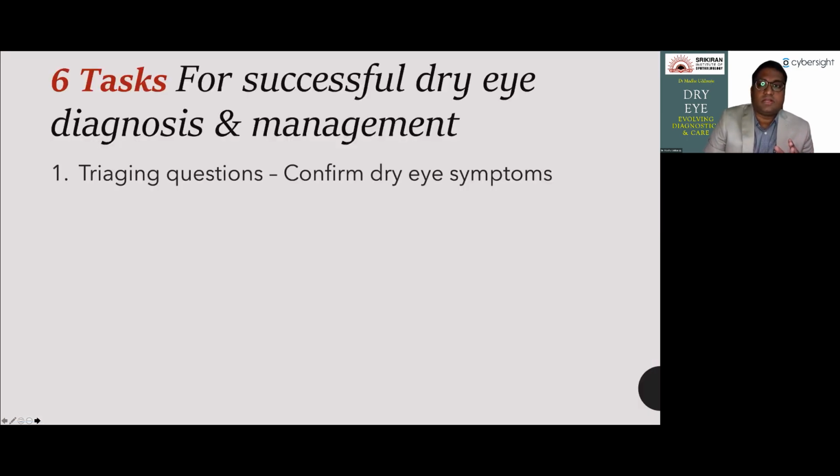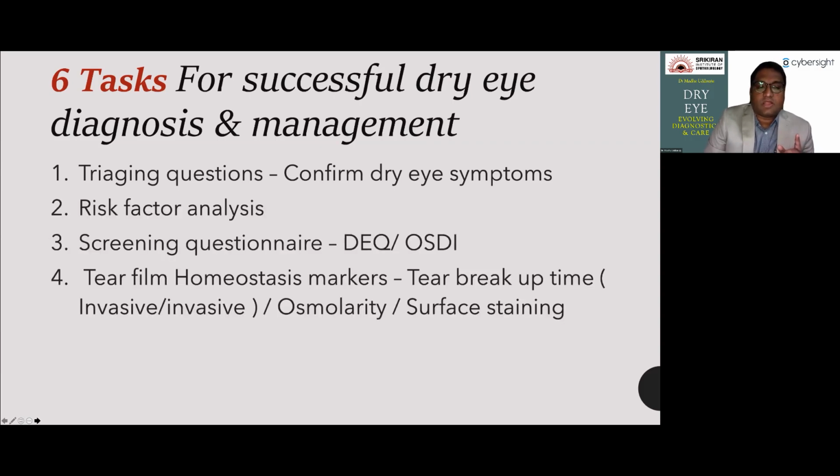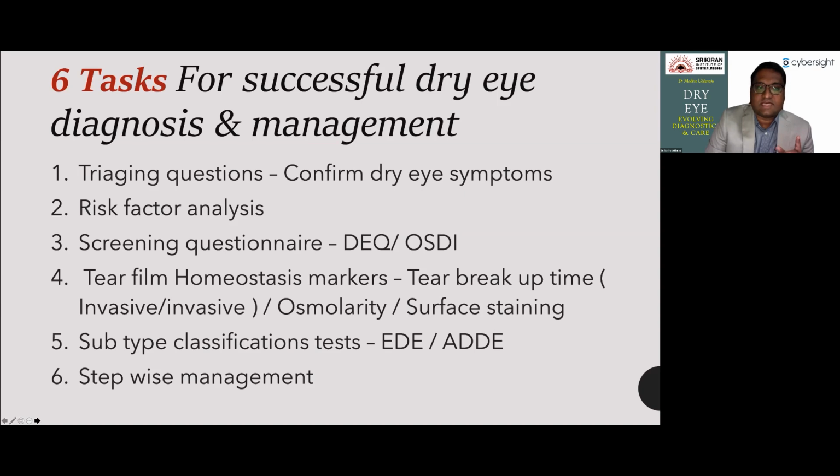Just to repeat it for the sake of all the audience, the six tasks that we are going to do in this exercise are: first, triaging questions. This will help us confirm that you are looking at dry eye symptoms and not any other eye condition that mimics dry eye. Second, after you confirm that the symptoms are because of dry eye, you go ahead and see what risk factors are involved and whether they are modifiable or non-modifiable.